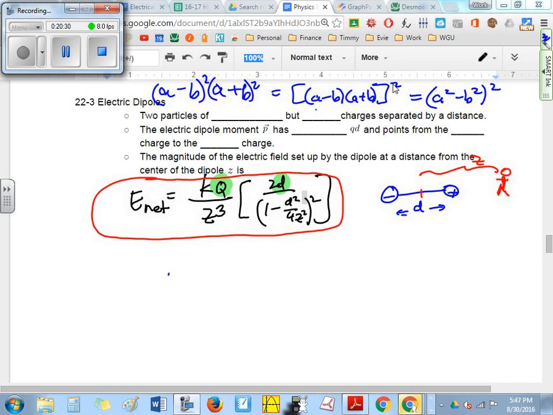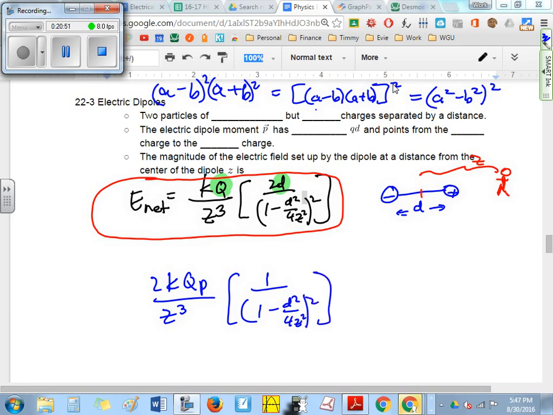Okay? So we end up with k cubed p, and there's a 2 there. And then there's the z cubed. I'm bringing the 2 out to the top left this time. And this is all over the square of 1 minus d squared over 4z squared, quantity squared. Okay, so that was a lot of work.